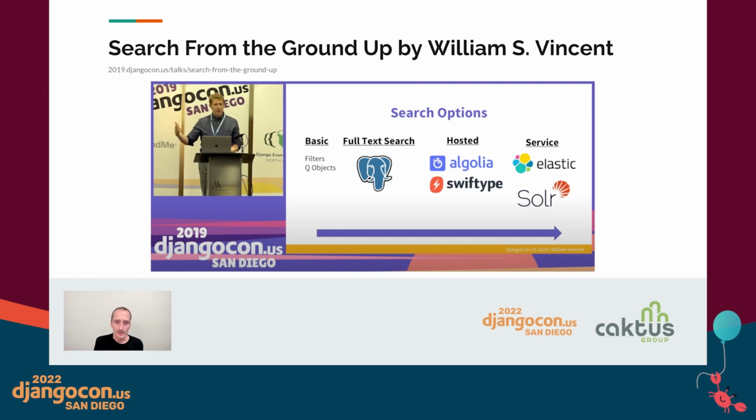Django has a great community, and first we found William Vincent's DjangoCon 2019 talk, Search from the Ground Up. It's a great talk, we highly recommend it, and it walks through building a list view and then adding full-text search capabilities. So from here, all we needed was faceting.